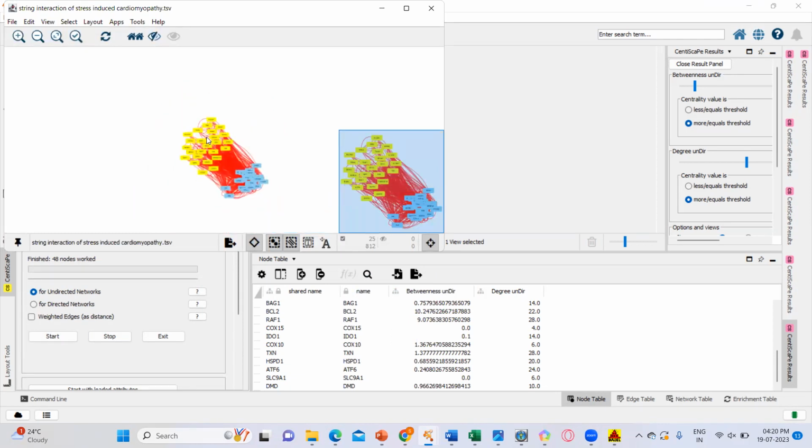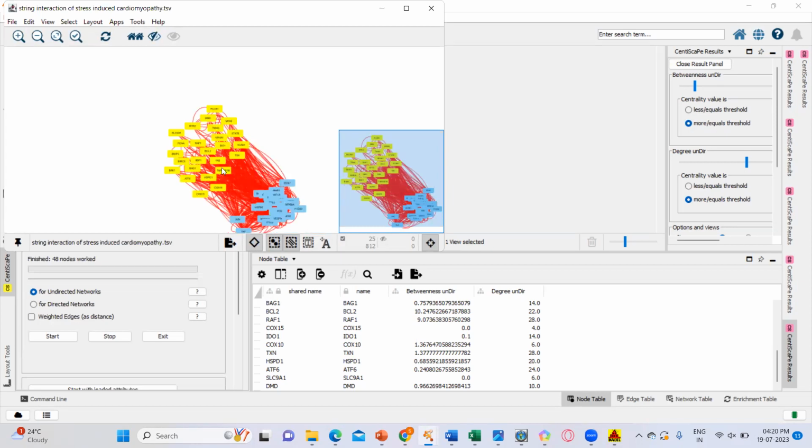This is the total network of genes. So we can see over here yellow highlighted and blue highlighted genes which are separated, and that is because of the degree and betweenness value. So according to the degree and betweenness value, according to its limits, the genes that are involved or have the potential to interact with each other are separated. So we'll consider only the yellow highlighted genes over here.